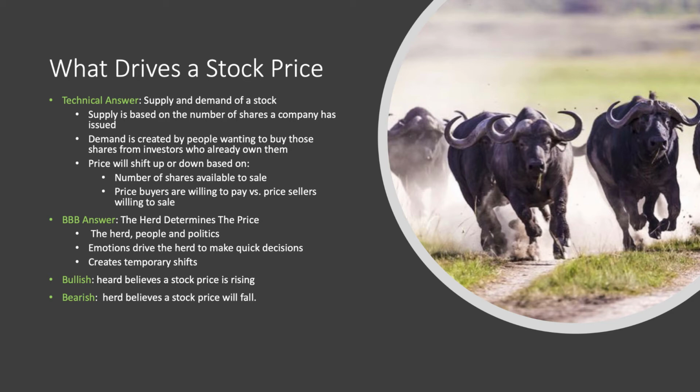That's the technical answer. Our bare bone basics answer is the herd determines the price. And what I mean by the herd is people, us, how we think, how we feel. People, politics, emotions. For example, you've ever heard of the saying that when one person starts running, we all start running? That applies with stocks.